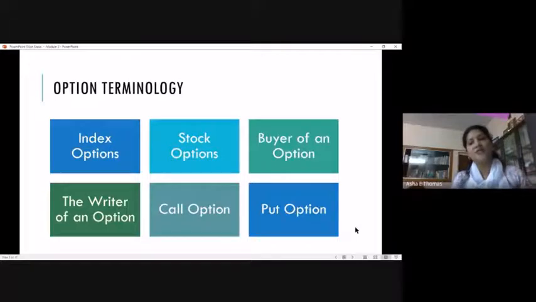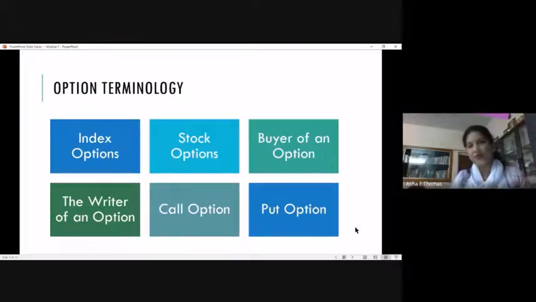Now the third one is the buyer of an option. Otherwise, a person in the long position is supposed to buy the right to purchase the asset at a particular price. If he wants to exercise, he will. If not, it is not mandatory. It's not obligatory, which is pretty different from futures. It is not obligatory on his part to exercise the option. That's why we say that he is in a long position.